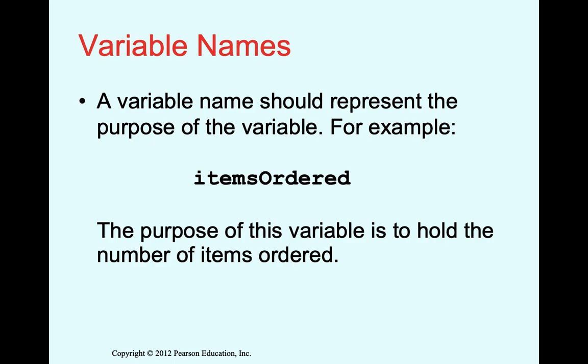You should use a name that represents the variable. So if you want to store the speed, you should call the variable speed. If you want to store the price of something, you should call it price. If you want to store the item ordered, you should call it item ordered.